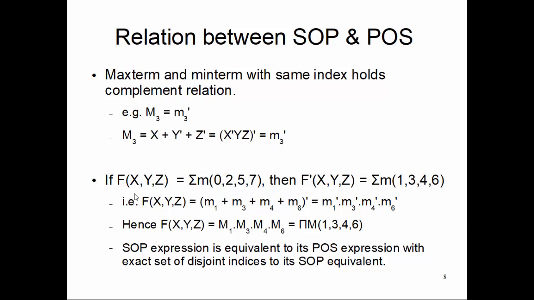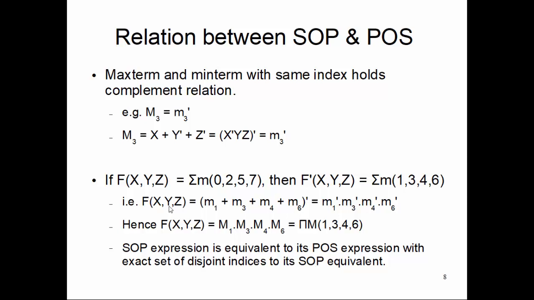Now let's say a function is something like sigma of 0, 2, 5, 7. Then the inverse of the function is nothing but sigma of 1, 3, 4, 6. We use the term complement when discussing the dual and complement of a function, but we use inverse also in terms of complement. So the inverse function is nothing but the complement of a given function. So the complement function of this f x y z is really sigma 1, 3, 4, 6.